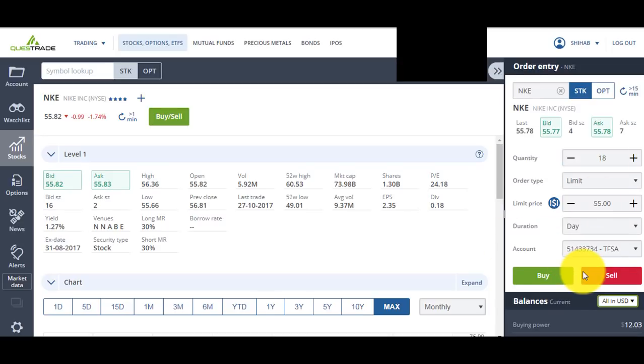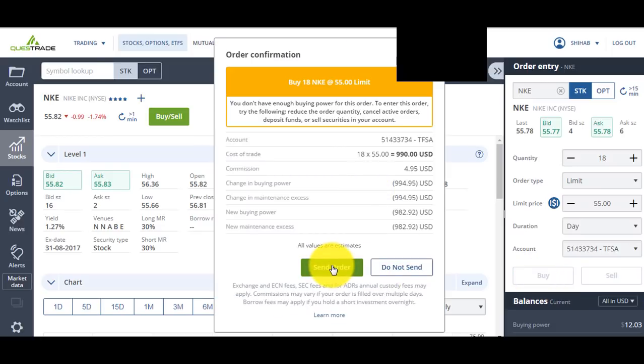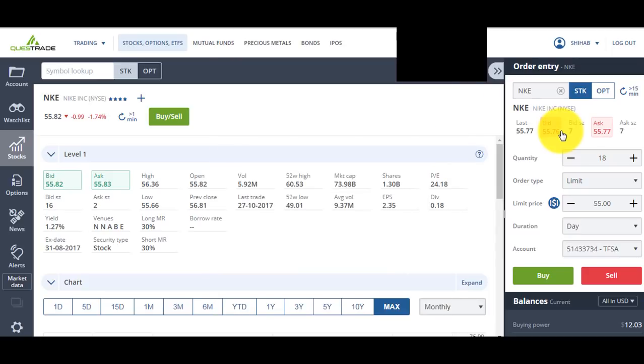This is how you would place an order on the stock market using Questrade. I click buy, and I just send order. So here it's telling me already you don't have enough buying power for this order. But if I did, I wouldn't have this message, and I would just click send order. And if Nike reaches $55, then my order will be executed, and I'll be owning 18 shares of Nike stock. And then you can sell it.